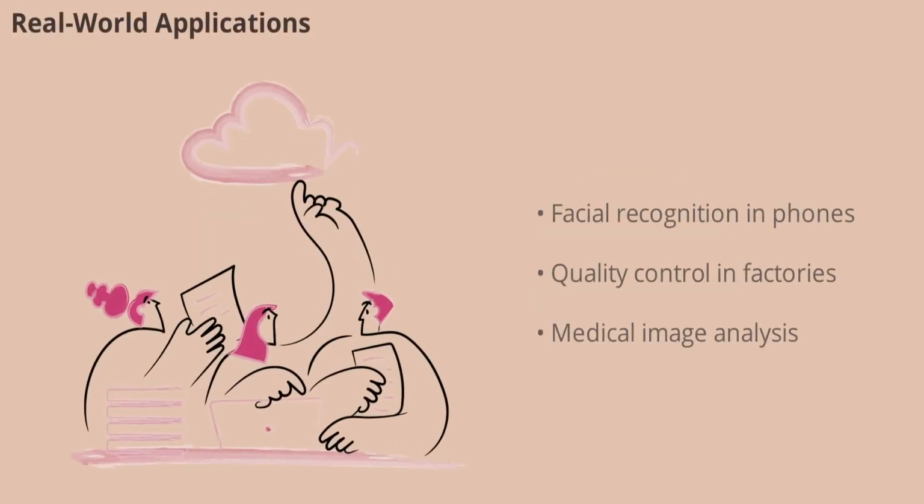AI vision is used in a wide range of real-world applications. From facial recognition in smartphones to automated quality control in factories, CNNs are making a big impact. They help doctors analyze medical images, enable self-driving cars to navigate safely, and power search engines that find images online. The possibilities are growing every day as AI vision technology advances.